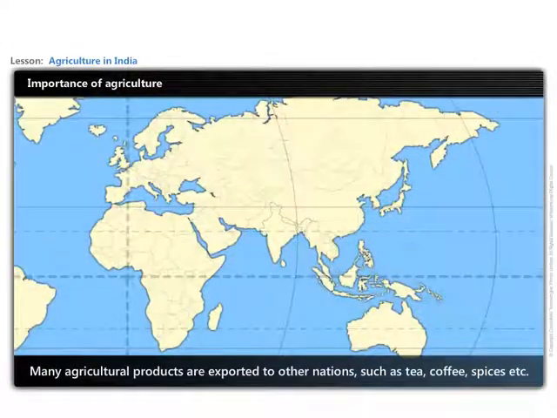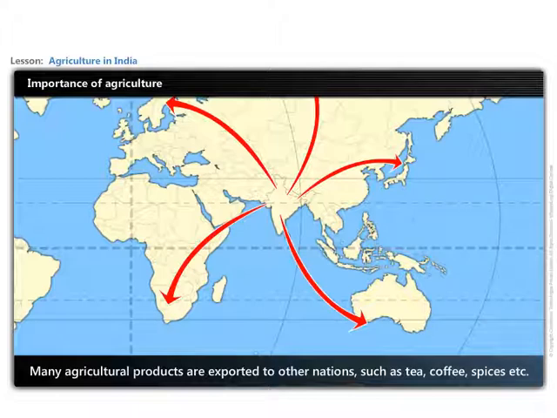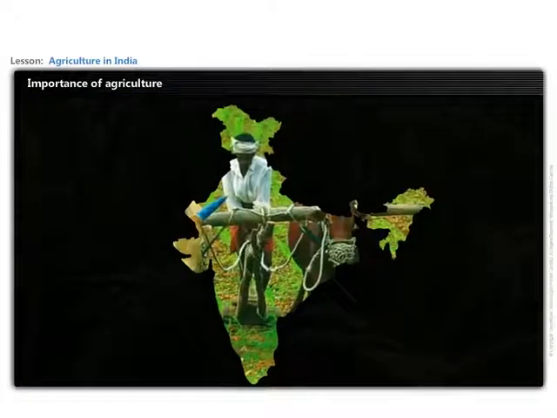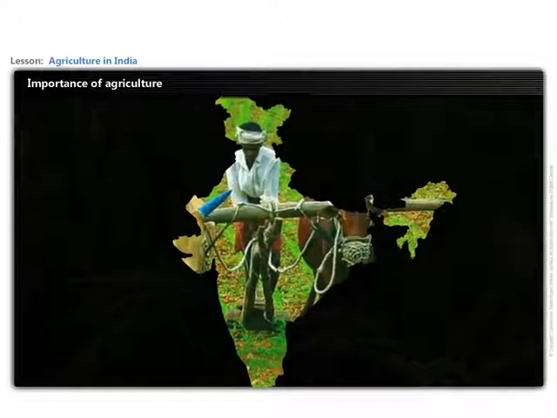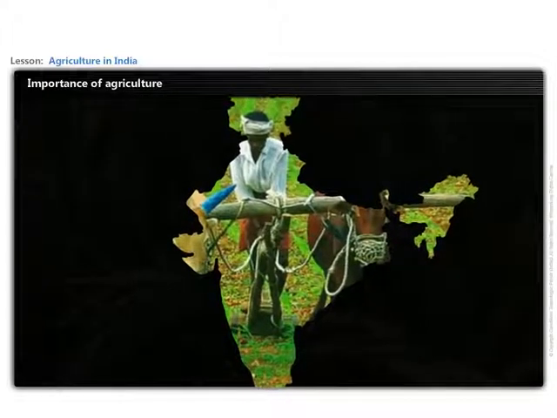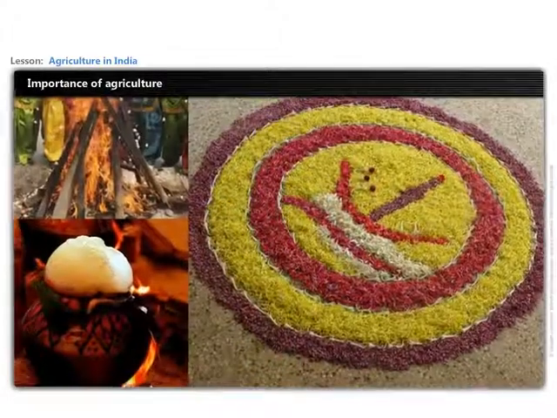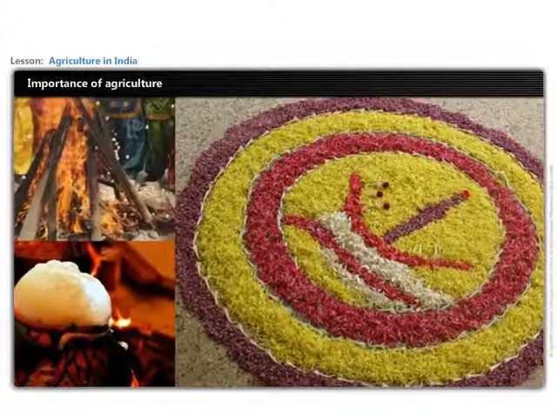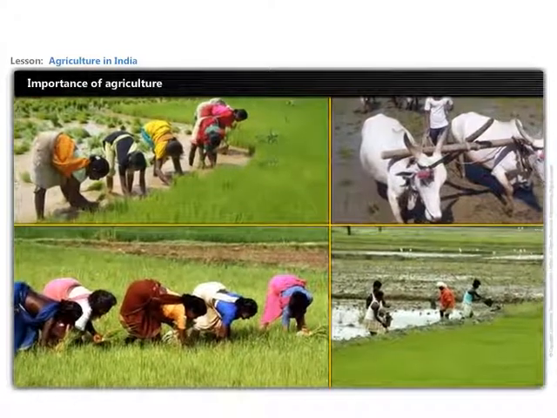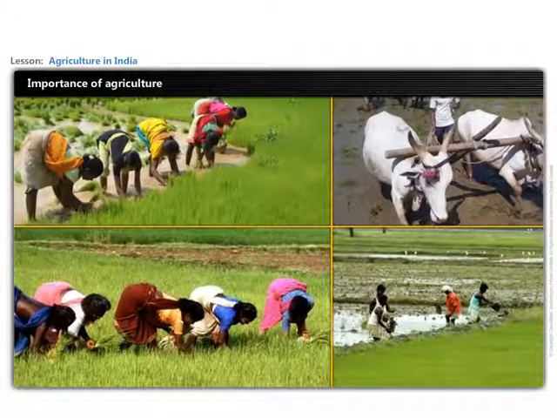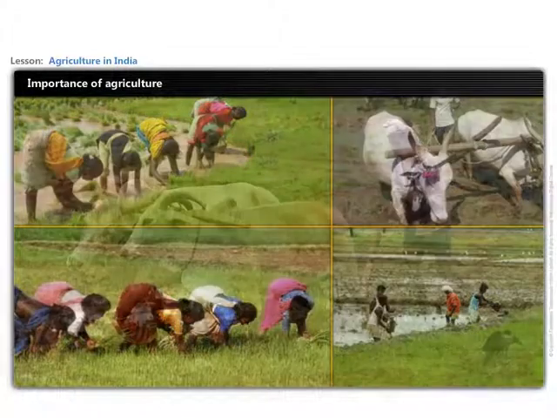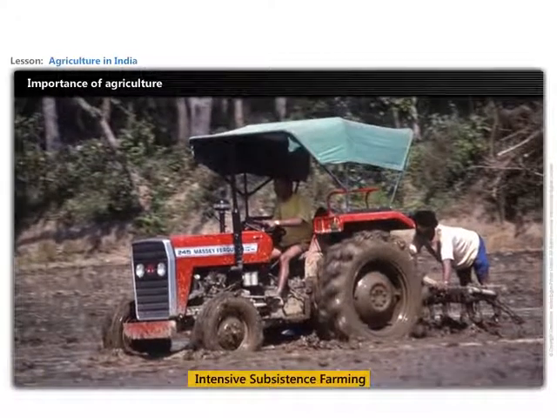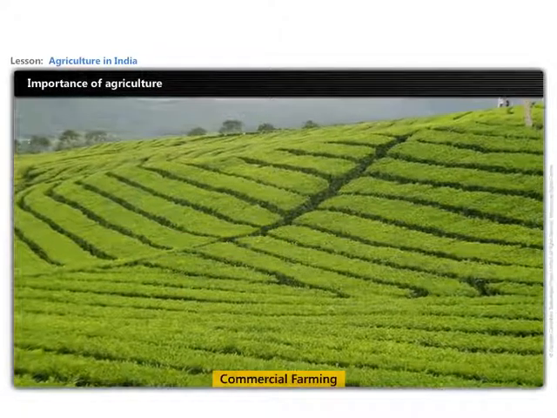Many agricultural products are exported to other nations, such as tea, coffee, spices, etc. Agriculture is not only an important occupation but also a way of life, the culture of the people of India. Most of the Indian customs and festivals are observed in consonance with agriculture. Various farming systems practiced in India are primitive subsistence farming, intensive subsistence farming and commercial farming that includes plantation.